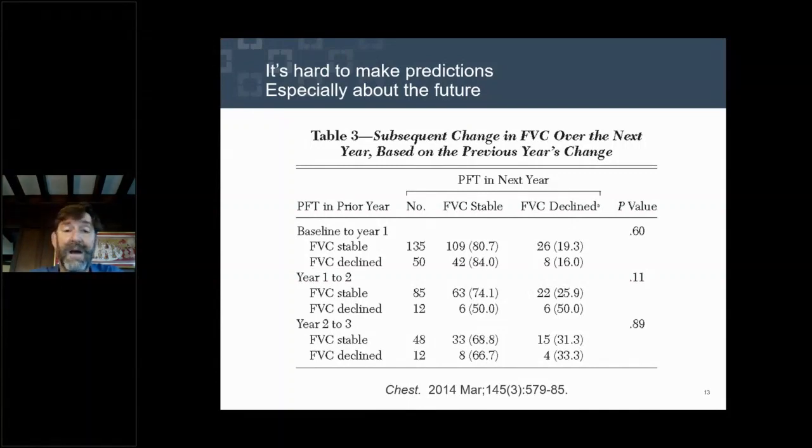So if I start someone on an antifibrotic and they're stable, I don't say, maybe you don't need it, let's stop it. No, because I don't know what's going to happen. Again, it's IPF, it's very hard to make predictions, especially about the future.